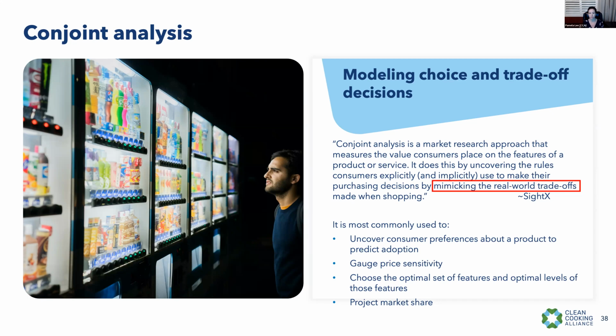So it's a market research approach. It's used very broadly now in market research on products specifically, because it allows you to mimic those real world trade-off decisions. It can uncover consumer preferences about products to predict whether they would adopt or not. It's used broadly to gauge price sensitivity and help to set certain price levels. And it allows an organization or an enterprise to choose the optimal set of features and levels of those features as they're putting a product into the market, or in this case, subsidizing the product. And then you can predict market share, or in this case, we would want to be predicting adoption rates.